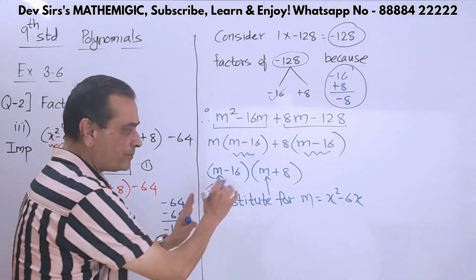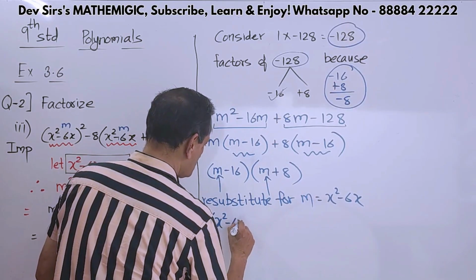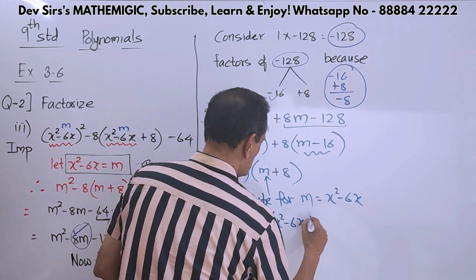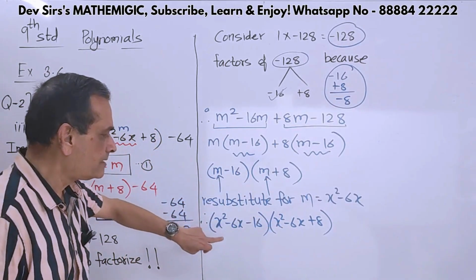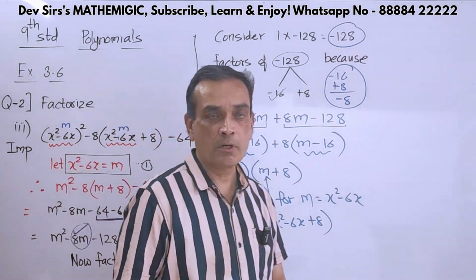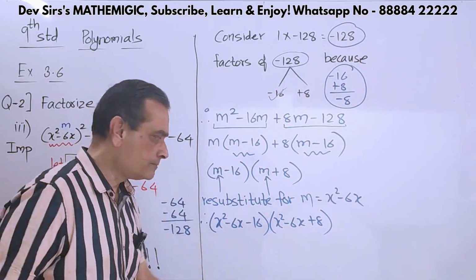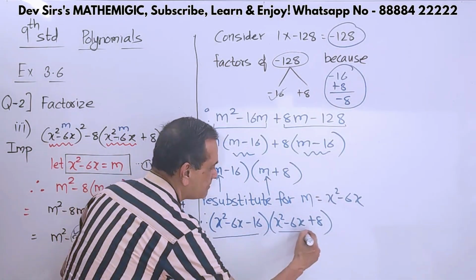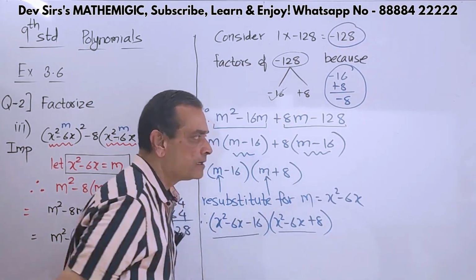Let me write here. It is in both places. Here x squared minus 6x, here x squared minus 6x has come back. That is called resubstitution. Originally it was substitution, now x squared has come back to its own home, right? Now you need to factorize this and this, because there are again two terms, one bracket, two brackets, okay?